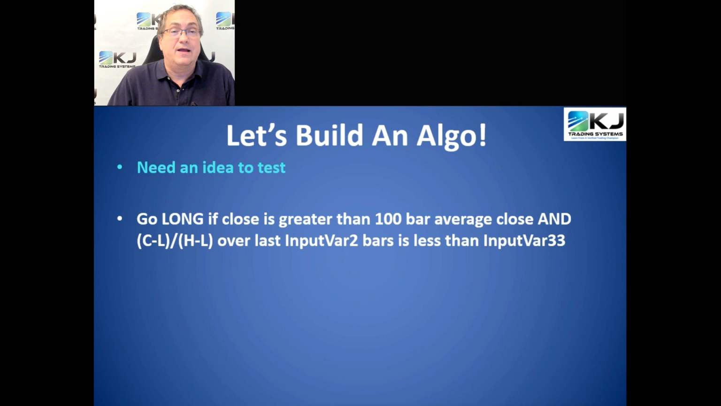The second part is where the closing price is in the overall range over the last certain number of bars. In this case, I'm using the name input var2. That'll be a number of bars that I look back. I'll calculate the high and low, see where the close fits in that range.